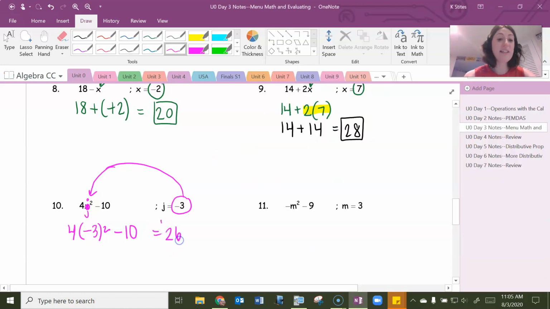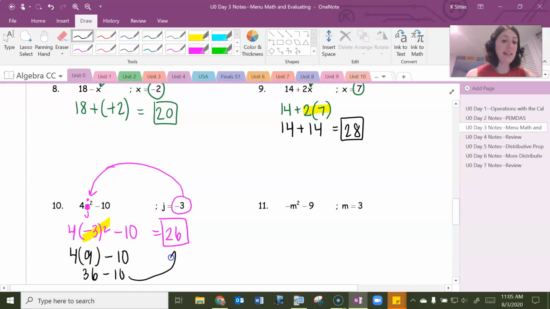If you were doing this by hand, we would do exponents first. -3 squared is 9. Then we would multiply. 4 times 9 is 36. Then we would subtract 10, and that's where your 26 is coming from.